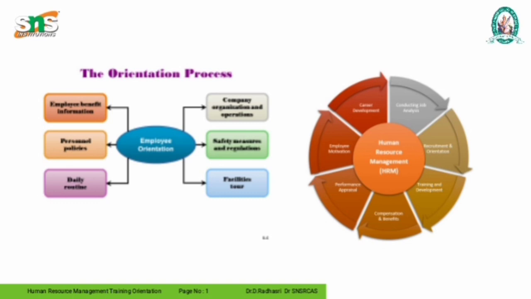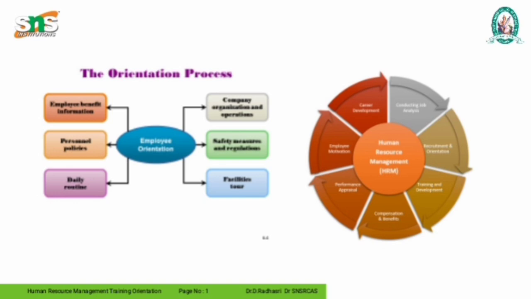The cost of orientation. There are many costs associated with orientation, both tangible and intangible. Some of the tangible costs include the cost of training materials and instructors, the cost of time employees spend in orientation, and the cost of lost productivity as the employee learns the role.